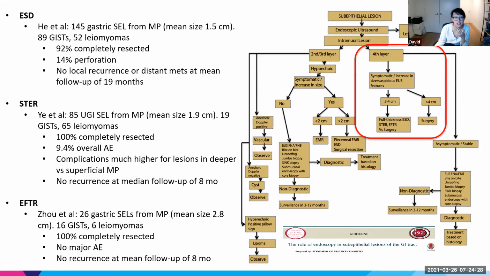So for ESD, He and company utilized it in 145 gastric subepithelial lesions arising from the muscularis propria. These tumors had an average size of 1.5 centimeters, and complete resection was obtained in 92% of these lesions. There was a perforation rate of up to 14%, but all were managed endoscopically, and no local recurrence or distant mets were seen during an average follow-up of 19 months.